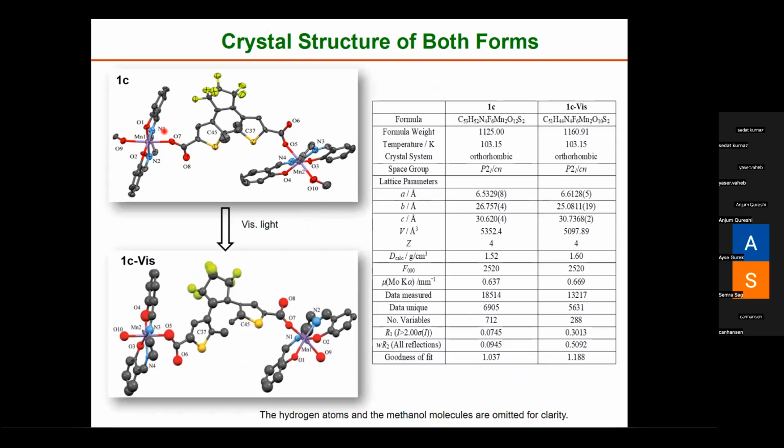So this single molecule magnet is connected by pi coordination. This is a classical magnet. By visible irradiation, this carbon-carbon bond is destroyed. Then this is isolated. This is a single molecule magnet. Classical magnet, single molecule magnet, reversibly switchable in the single crystal.